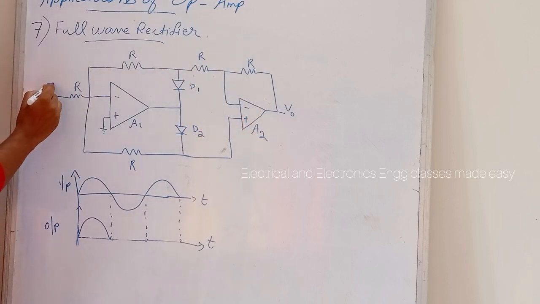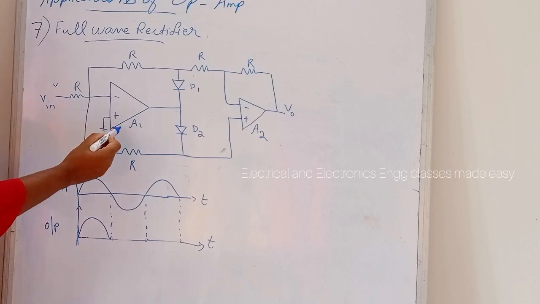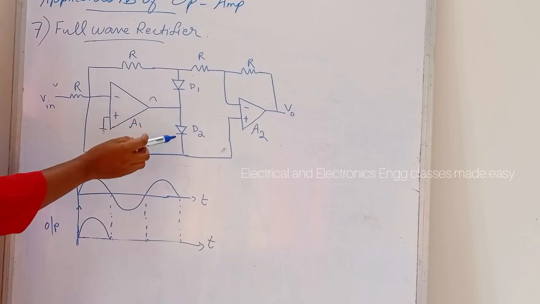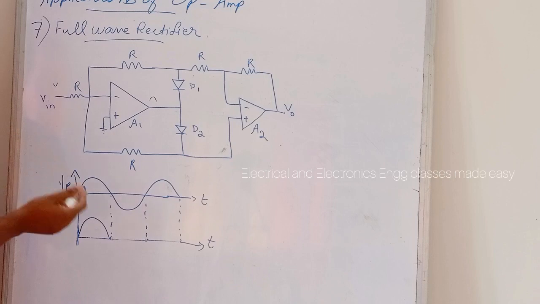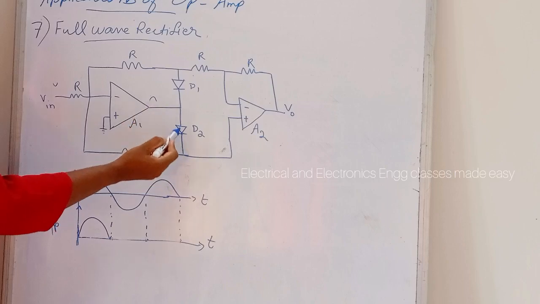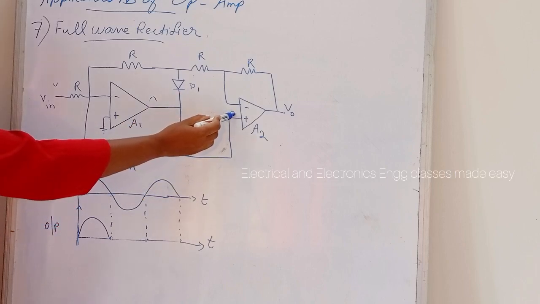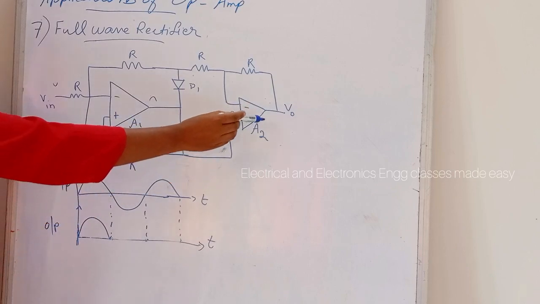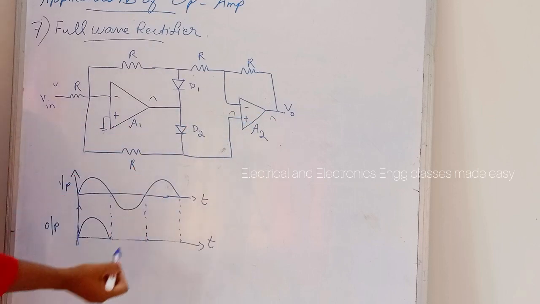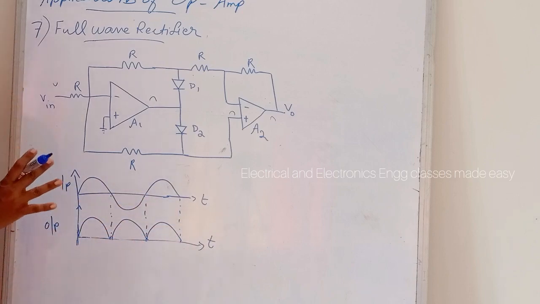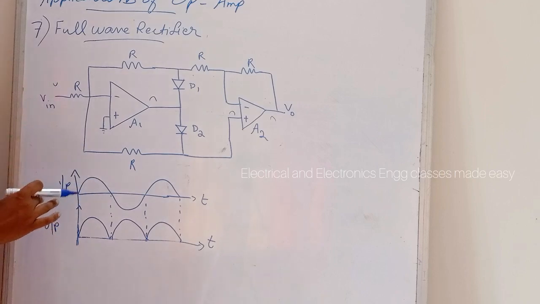Then during the negative half cycle, the output of A1 will be positive. Then D2 conducts and D1 is off. So diode D2 conducts and the positive half cycle appears at the input of A2. What will be the output? The output will be positive because this is the non-inverting terminal. So this is positive, then the cycle repeats. So this is the full wave rectifier using op-amp.